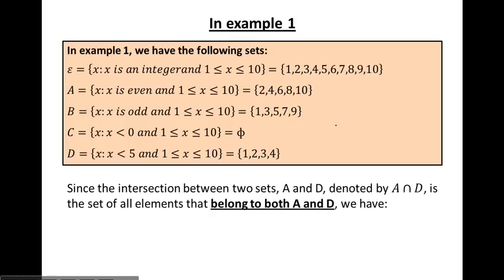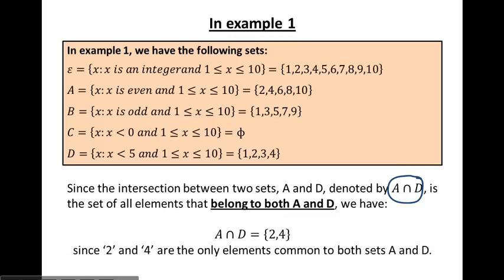So if I ask you to list the elements for A intersect D, what are you going to do? For intersection, we are going to find out the set of elements that belong to both A and D. You'll notice that for A intersect D, elements 2 and 4 are common to both sets A and D. So when it comes to intersection, you are going to look out for the elements that are found in both sets, A and D.